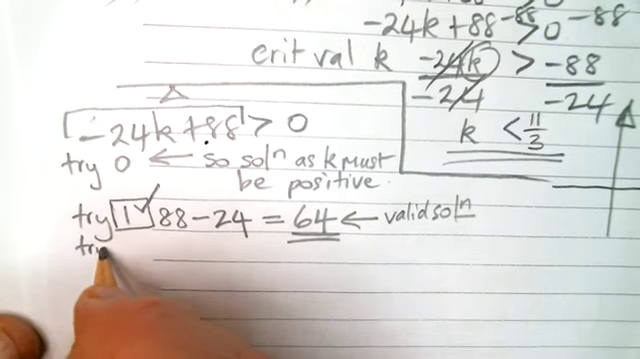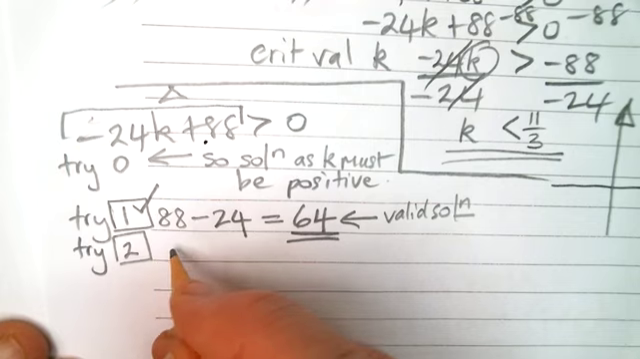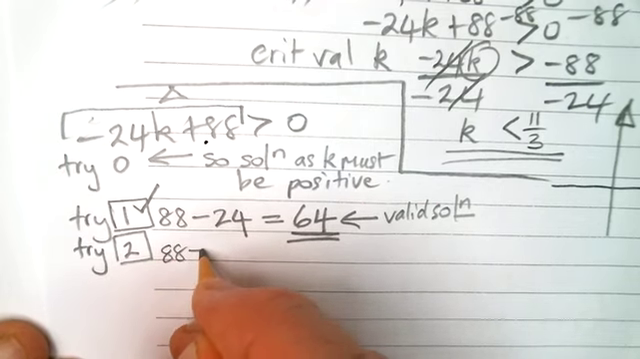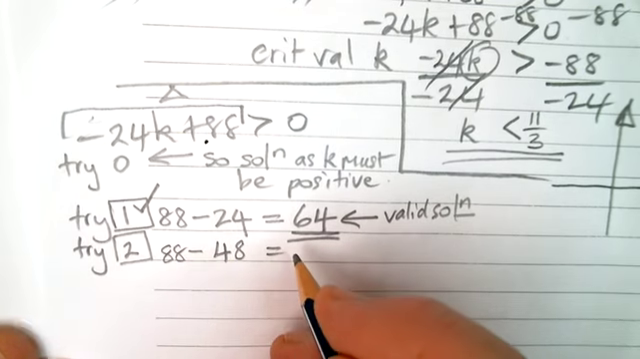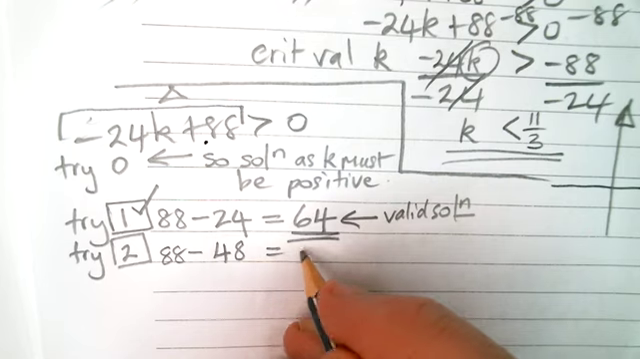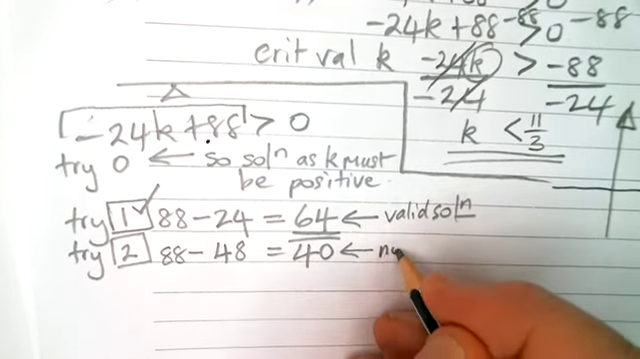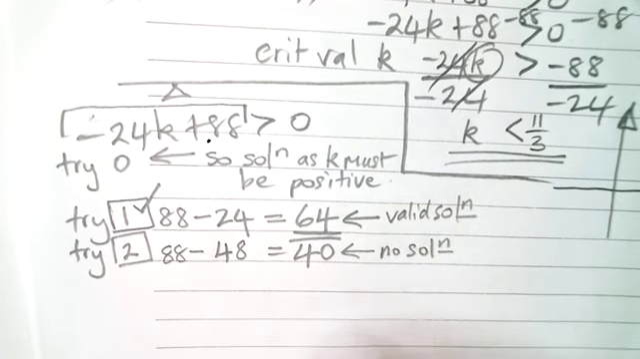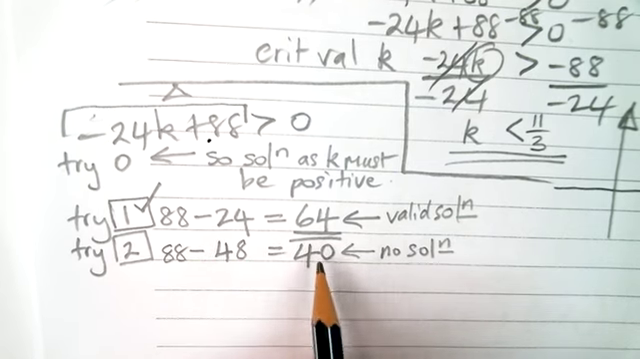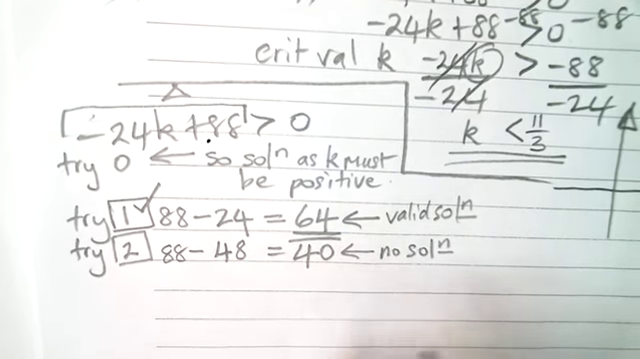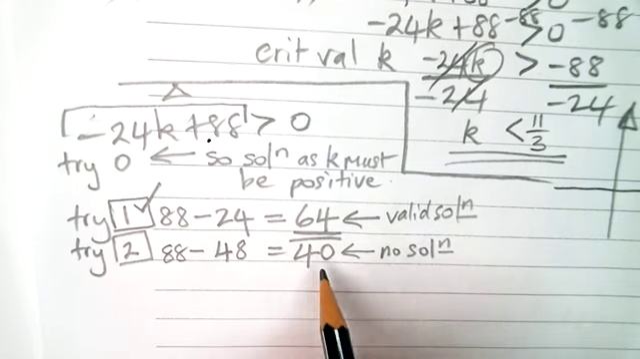Let's try 2. See how that plays out. So now I'm going to have 88 minus 24 times 2, which is 48. Now 88 minus 48 is going to be 40, and no solution. It's not a solution because although it is a positive integer, it's not a square number. Square numbers being things like 4, 9, 16, and so on. 64 is though. This is 8 squared, but this is not a square number.